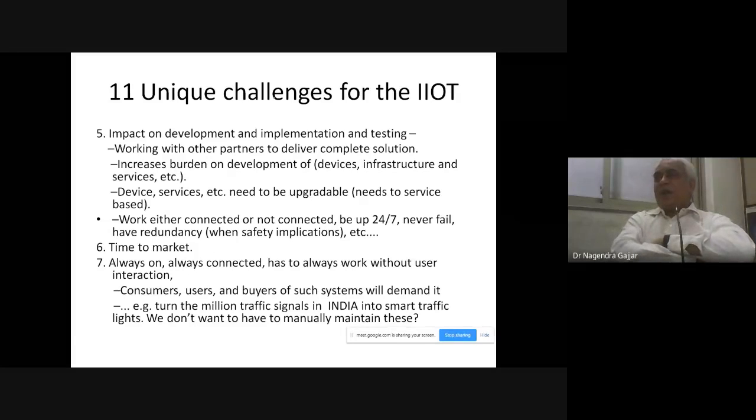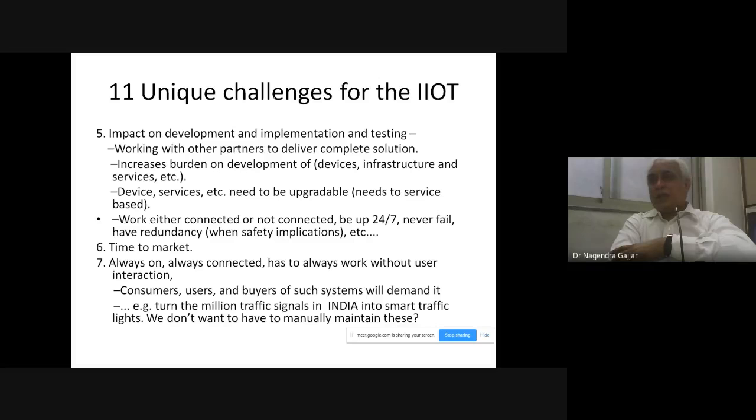Impact on the development, implementation and testing, that is, working with other partners to deliver the complete solution. So this is also equally important, right? You will not be developing everything of your own. So you are dependent on somebody else to provide the solution. So that needs to be taken care of, which increases the burden on the development, devices, infrastructure, services, etc.